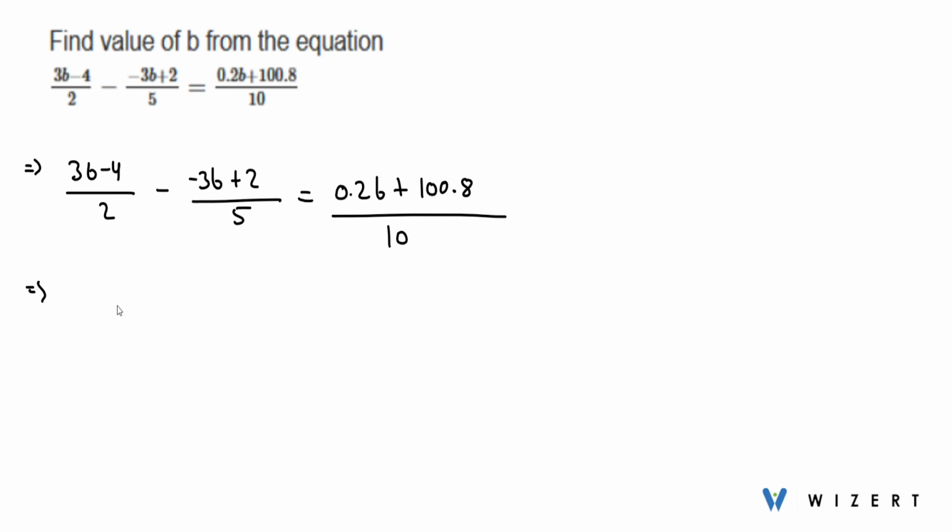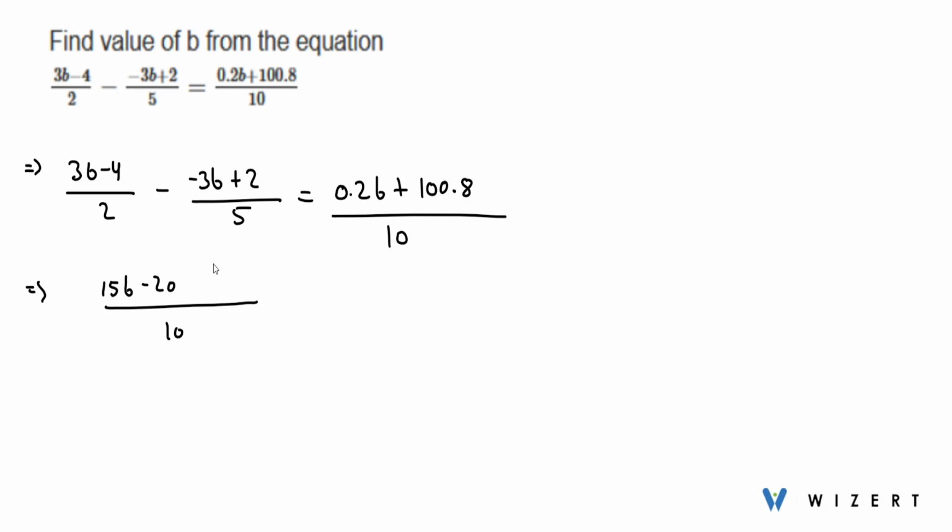Upon further calculation, the LCM of 2 and 5 is 10. Now 10 when divided by 2 will produce 5. So 5 multiplied by 3b minus 4 will become 15b minus 20. Again, 10 when divided by 5 will produce 2.